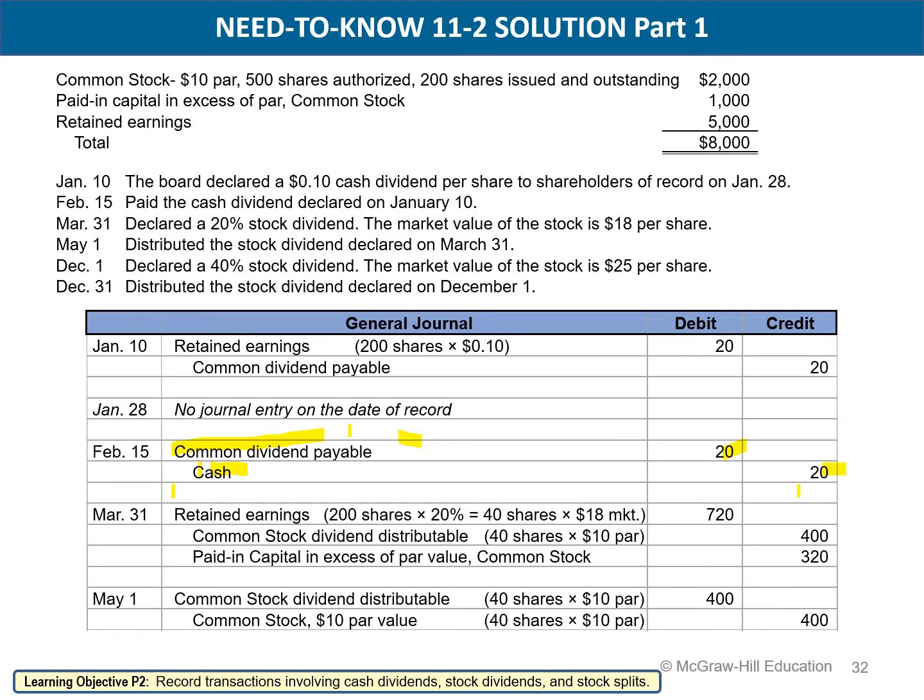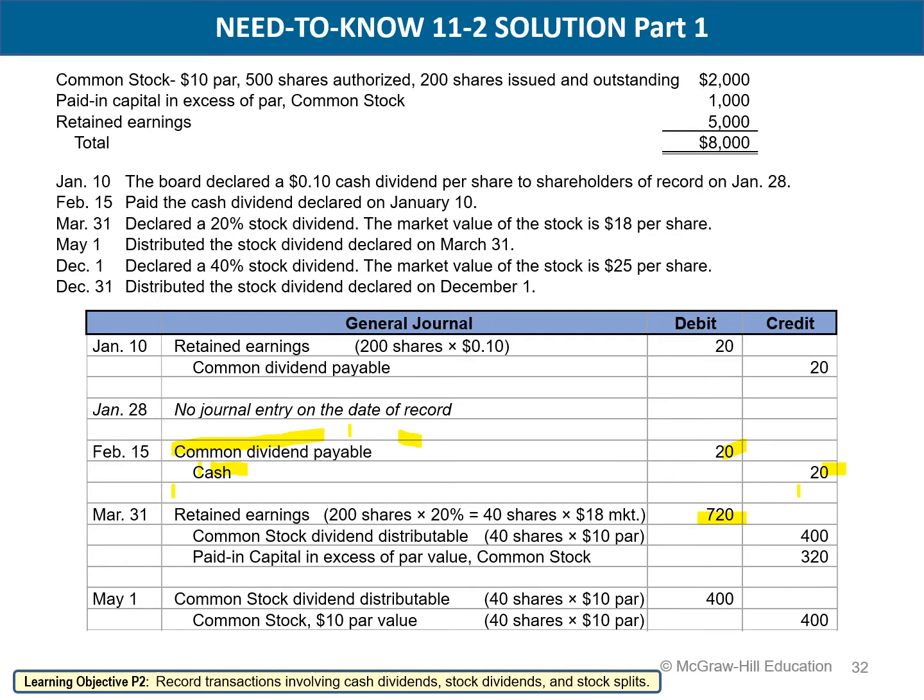Then on March 31st, they declare a 20% stock dividend. That's less than 25%, so it's considered a small stock dividend. For a small stock dividend, we record our reduction to retained earnings equal to the number of shares currently issued and outstanding times 20%, because that's the stock dividend. So we're going to issue 40 shares at the market price of $18 per share. Our reduction in retained earnings is going to be equal to $720.